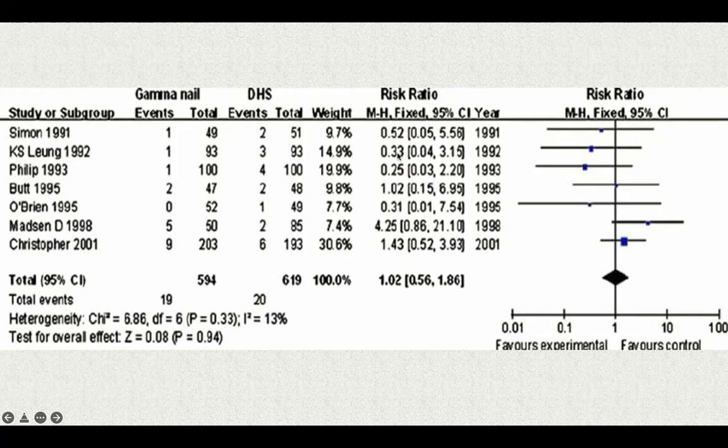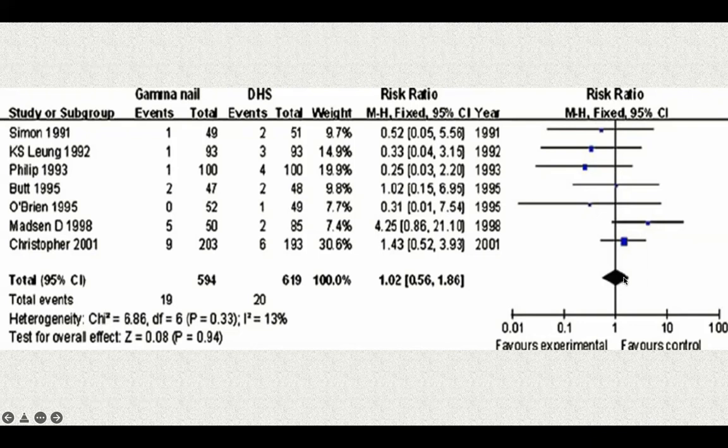If you see this study, it is less than 1, greater than 1. Two values less than 1, the line of the confidence interval is crossing the line of no effect. That means it is not statistically significant. And just like that, all of the studies are not statistically significant.